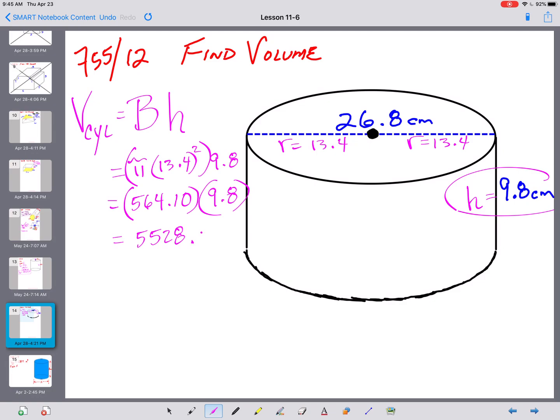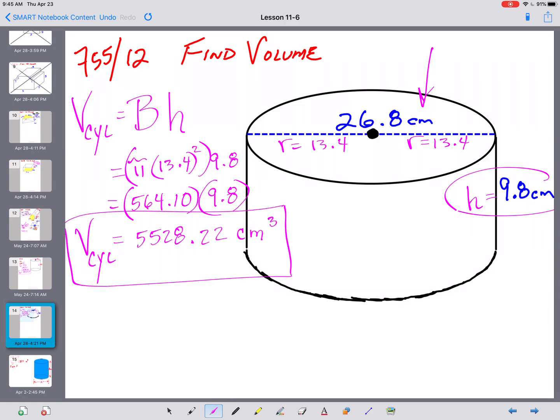5,528. And a little extra, our volume of the cylinder has units. Always check for units. All the lengths were in centimeters, and so our volume is centimeters cubed. I've got cylinders on the brain here. Okay, there we go.